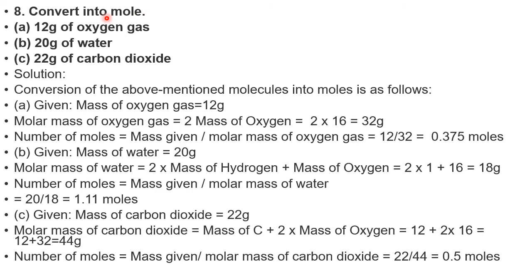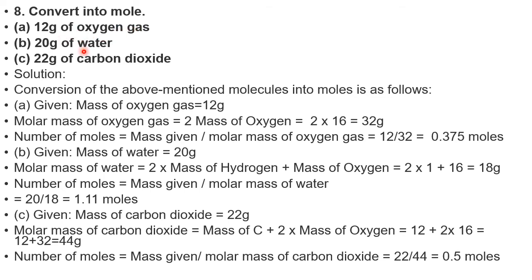Now convert into mole. Earlier we converted into the mass. Now we are converting into the mole. Mass is given; you have to convert into mole. 12 gram of oxygen gas. Oxygen gas occurs as O2. What is the mass of O2? One O equal to 16, other O equal to 16, totally 32. So 32 means 1 mole. 12 means how many moles?